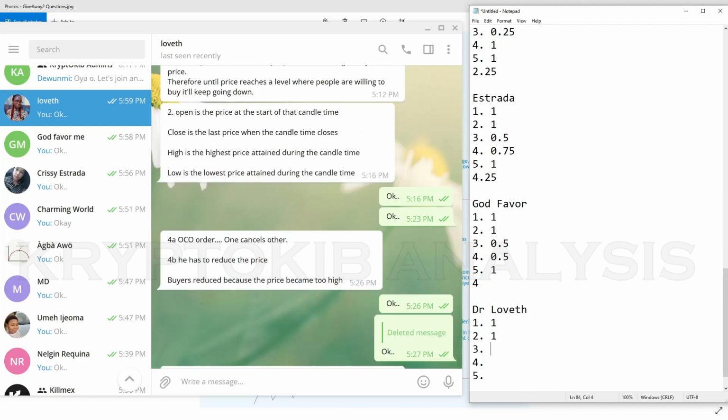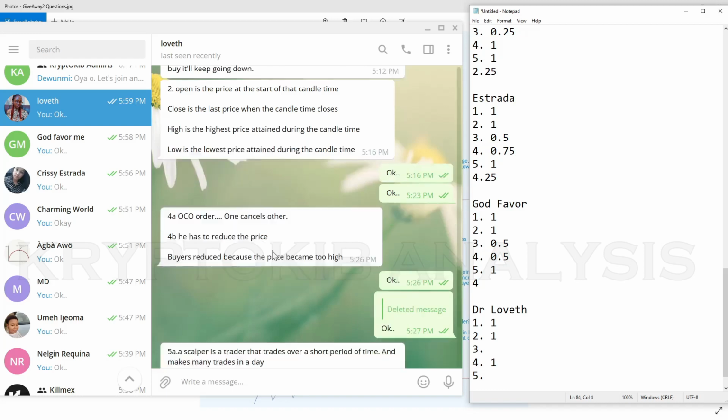3. This is 4A OCO. 4B, you have to reduce price. Buyers reduced because the price became too high. So that number 4 is also correct. Where is your number 3?